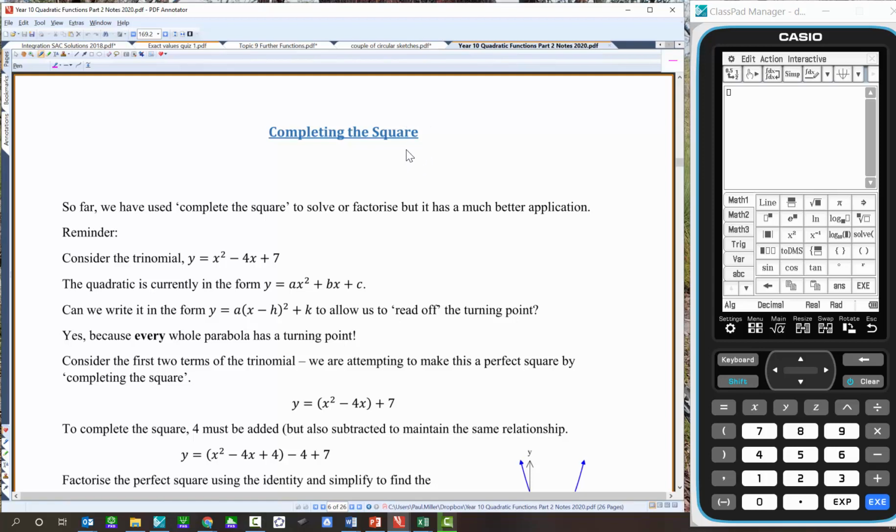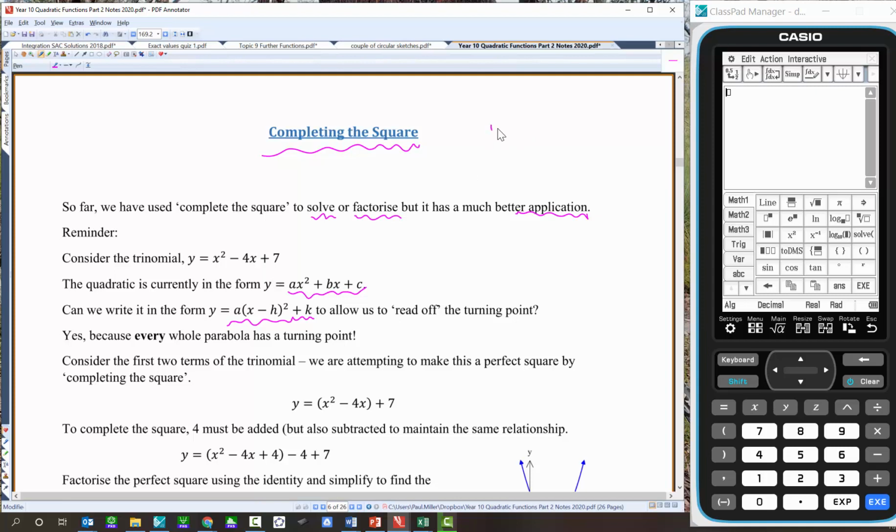All right, so back to completing the square. So far we've used complete the square to solve or to factorize, but we're actually going to see, I think, its best application today. So remember how we do it. If we've got this trinomial here, we need to note that it's in ax squared plus bx plus c.